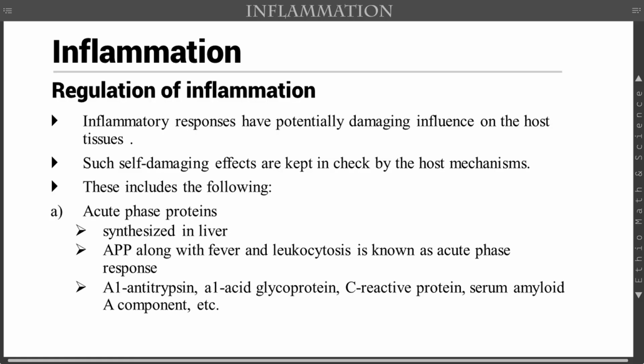Inflammation can damage the host if it runs too hot. The body uses several brakes. One set are acute-phase proteins, APPs, made by the liver as part of the acute phase response, often alongside fever and leukocytosis. Examples to remember: alpha-1 antitrypsin, alpha-1 acid glycoprotein, C-reactive protein, CRP, and serum amyloid A, SAA. They help neutralize enzymes, modulate inflammation, and opsonize microbes, turning a wildfire into a controlled burn.